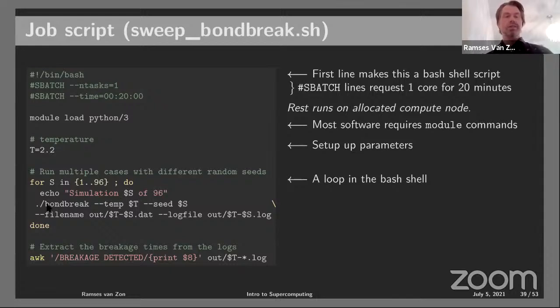And then follows the bondbreak command. So it's bondbreak, dash dash temp. The help file told me that is how I specify the temperature. The temperature is $t. Whenever you use a variable in bash, you have to put a dollar sign in front of it, otherwise it thinks it's a string called t. So it's $t.